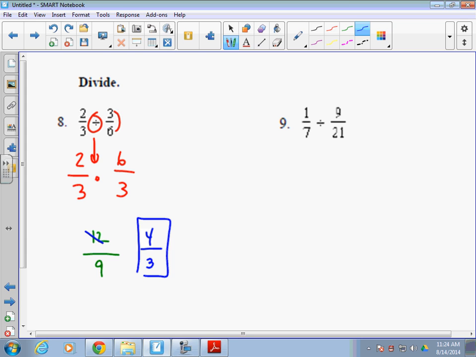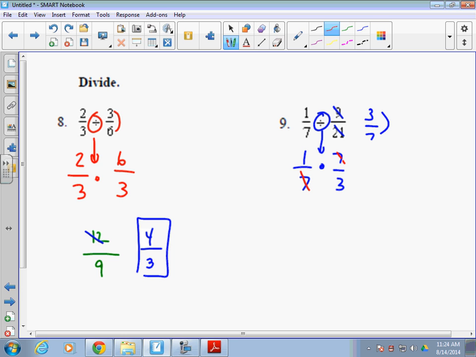1/7 divided by 9 over 21. Here's a different way to do this problem. You can simplify this first and say the number 3 goes into 9 three times and into 21 seven times. So now you have 1 over 7 divided by 3 over 7, which means 1 over 7 times the reciprocal, 7 over 3. Again, you could cross cancel. 7 goes into both of those 1 and 1 times, so you're left with 1 over 3.